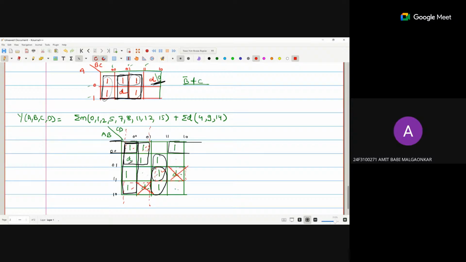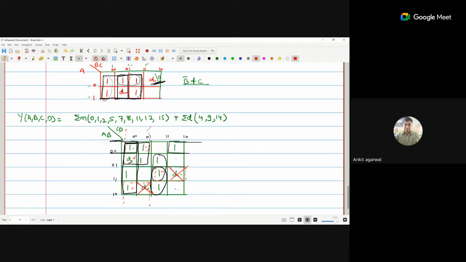Sir, so the process should be to utilize all the ones first and see if you can create groups, and only then go for the D, the don't care conditions. Yes. If we consider this B, a group of four is possible. Okay, so we consider that.